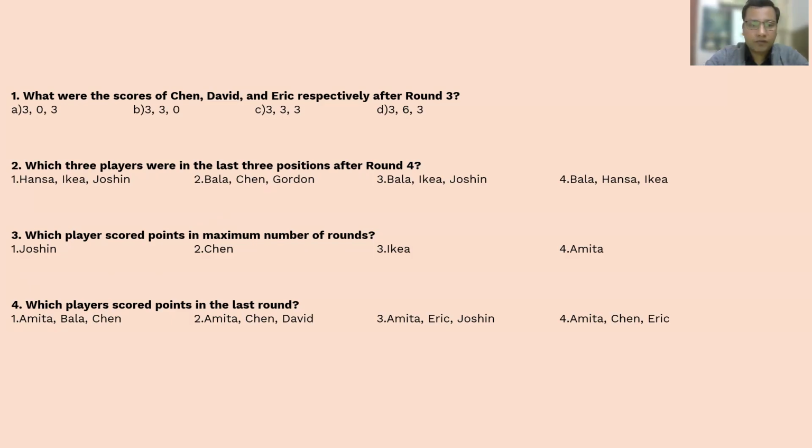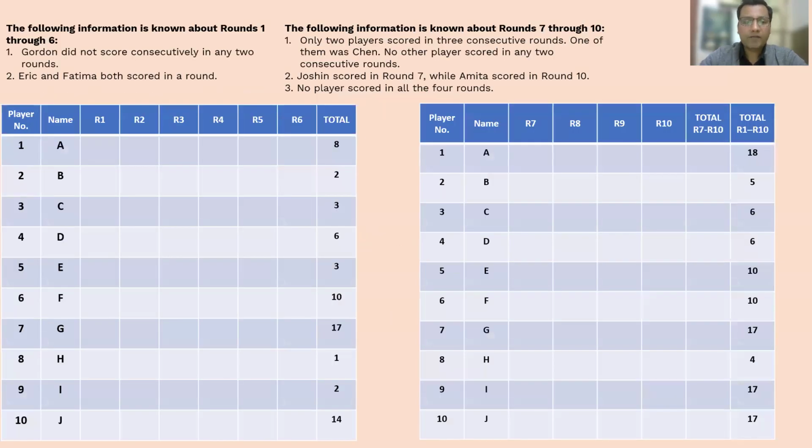Okay, now let's try to fill the table. I have already made the table for this. The first column is the player number and name, then rounds 1 to 6, and the total, which is the total points obtained by the players after round 6. Similarly, the second table is the total after round 1 to round 10. Now, if you go to the first table, you see that A scored 8 points in the first 6 rounds, B scored 2, C scored 3, and so on and so forth.